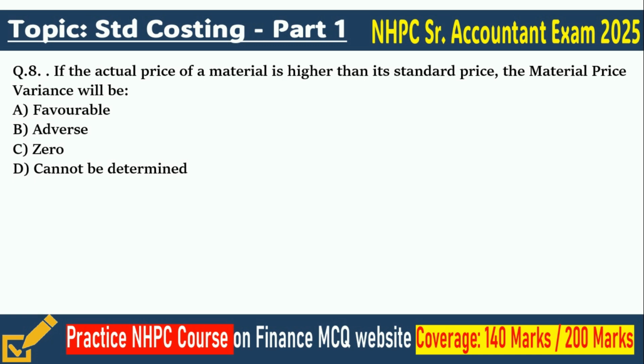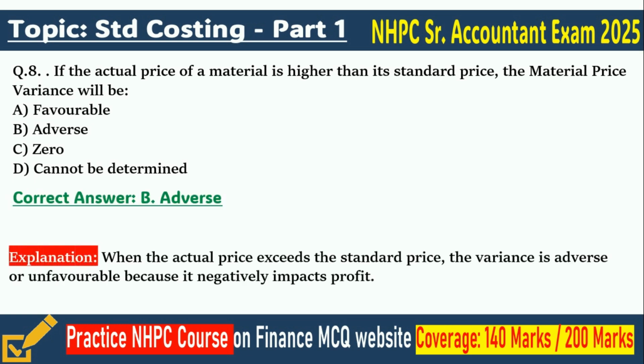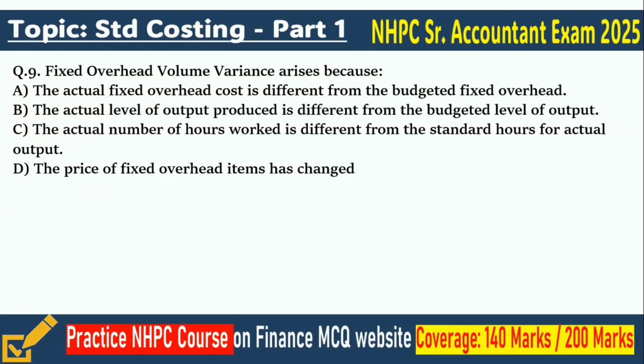Moving on, friends, if the actual price of material is higher than its standard price, the material price variance will be option A favorable, option B adverse, option C 0, and option D cannot be determined. So, quite a straightforward question, friends. The answer has to be option B, which says adverse. So, friends, when the actual price exceeds the standard price, the variance is adverse or unfavorable because it's negatively impacting profit.